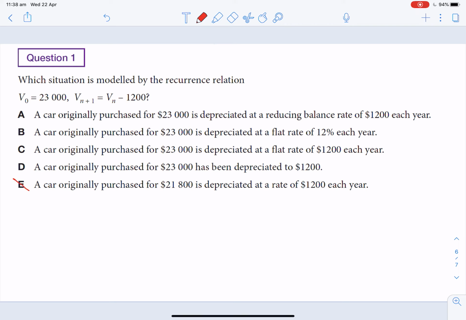Now, I'm going to cross out this E, because my initial value is $23,000. That leaves me with 4. Now, next step is I've got minus $1,200. So that means it goes down by $1,200. So let's get rid of B. And because it's at a flat rate, I know I can get rid of A, which eliminates the reducing balance. I'm down to C and D. So it's depreciated at a flat rate of $1,200 or has been depreciated to $1,200. Now, because we're talking depreciated at a flat rate, that's going to be my answer.